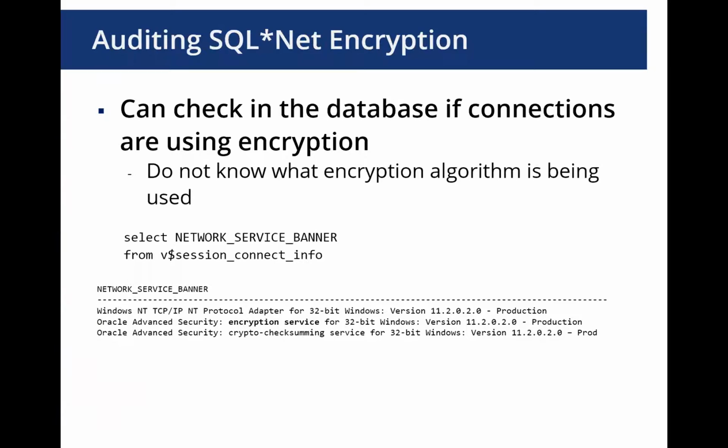If you're an auditor, what do you need to be looking at? One of the first nice things is you can actually check, for different connections, if encryption is being used. If you look at the V$SESSION_CONNECT_INFO dynamic view, it'll tell you by session if encryption is being used. There'll be 3 lines returned a lot of times for each connection, and one of them will be encryption service. If you get a line that says encryption service, you know that session is actually using SQL Net Encryption. You don't know what algorithm is being used, but at least you know it's enabled.